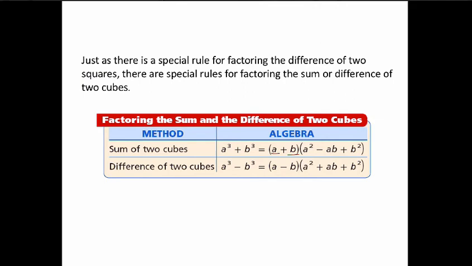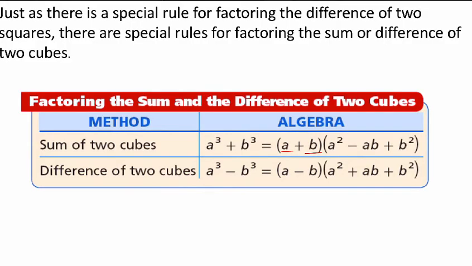One last thing for section 3.4. We had a special rule for factoring the difference of two squares. There's also special rules for factoring the sum or difference of two cubes. So for example, the sum of two cubes, if you have two terms like a cubed plus b cubed, you can break it down into two separate groups.